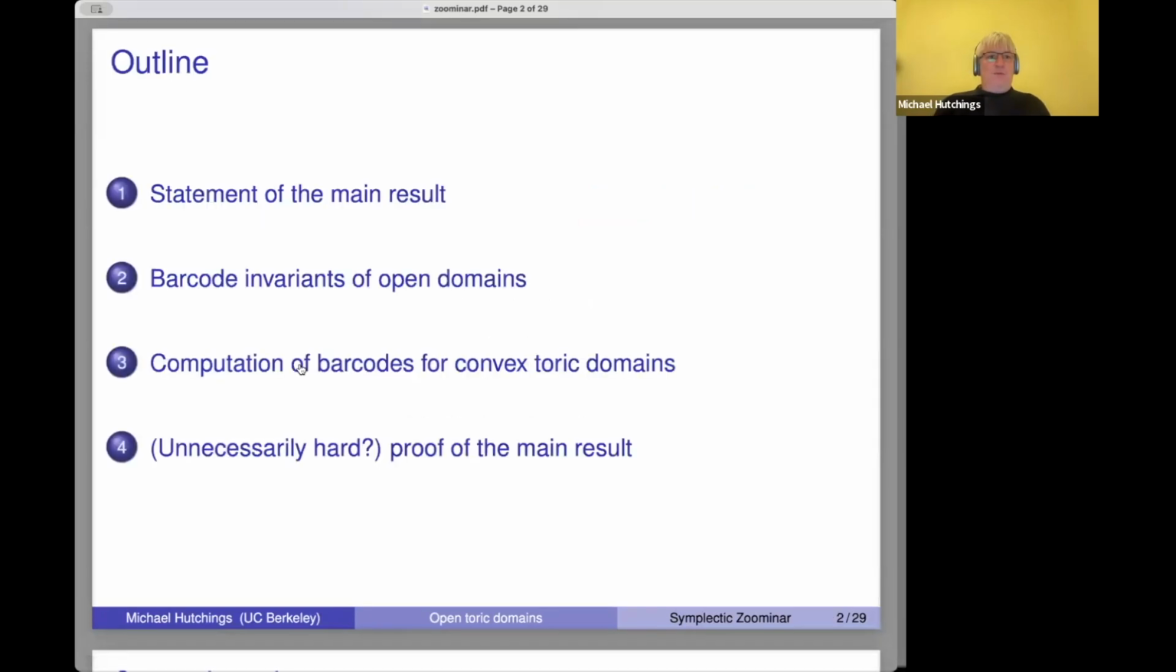so I'll first state the main result, and then I'll tell you about some invariants which we'll use to prove the results, which make certain barcodes out of open domains, and then I will compute these barcodes for the domains that we're trying to classify, and then prove the result.